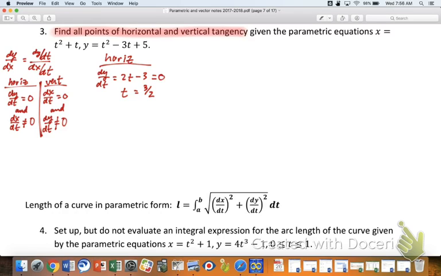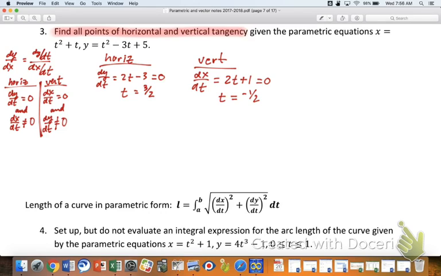So for my vertical tangent line, dx/dt, which is 2t plus 1, equals 0. And so t equals -1/2. That's the only place where dx/dt is 0, and of course that's different than t equals 3/2. So you can't have dy/dt and dx/dt equal to 0 at the same time. It's not going to play into this one, right? Does that make sense? Okay.